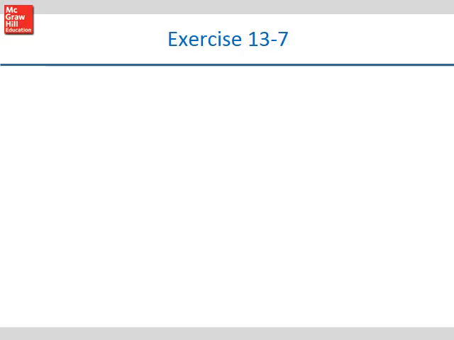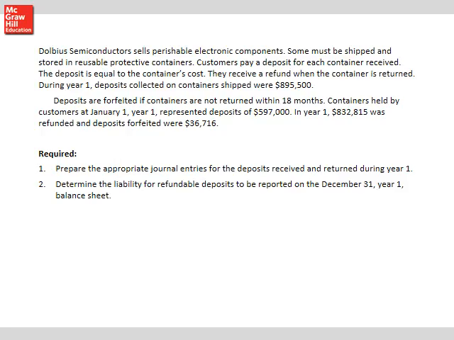Okay, exercise number 7. Dolbius Semiconductors sells perishable electronic components. Some must be shipped and stored in reusable protective containers. Customers pay a deposit for each container received. The deposit is equal to the container's cost.